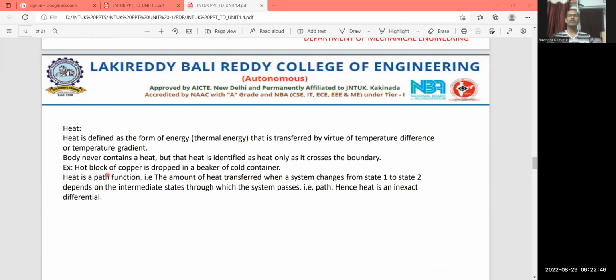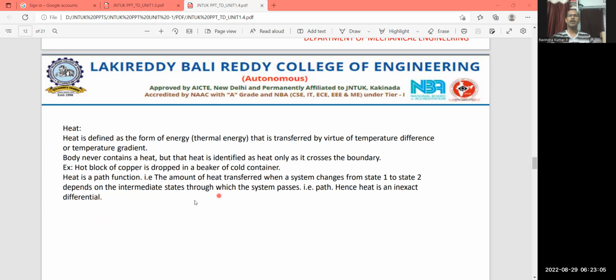For example, suppose you take a hot block of copper and drop it into a beaker of cold water. The heat lost by the copper block is equal to the heat gained by the cold water. So this is the meaning of heat. Heat is a path function.